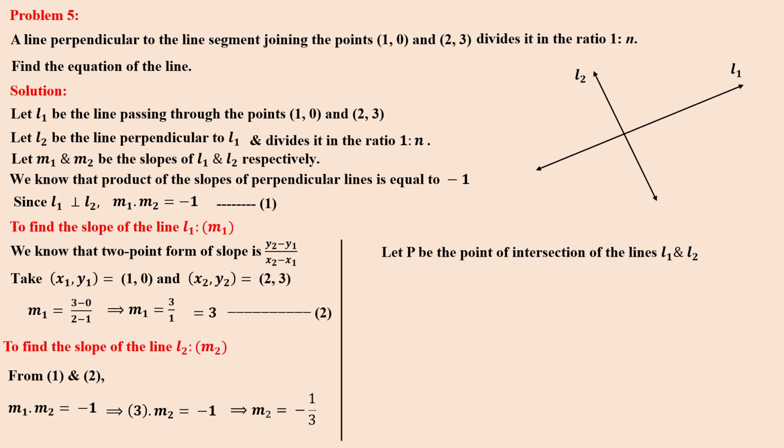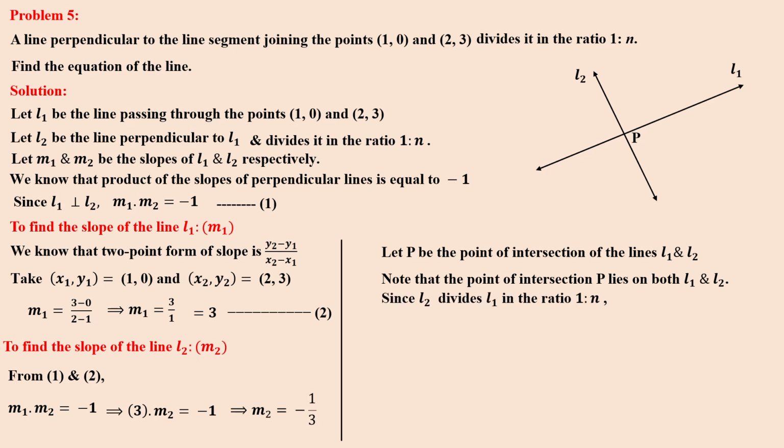So P is the point of intersection of the lines L1 and L2. Note that the point of intersection P lies on both L1 and L2. That is obvious. Since L2 divides L1 in the ratio 1:n, the point of intersection P divides the line L1 in the ratio 1:n. Instead of the line, we are taking that point P, so 1 on that side and n on this side.